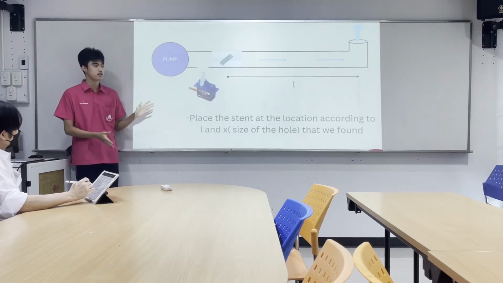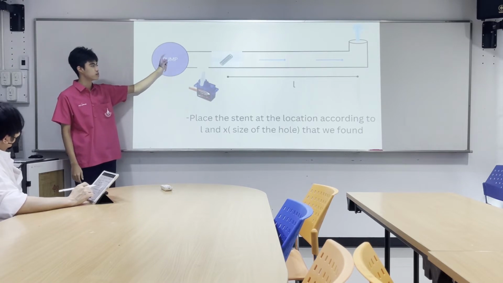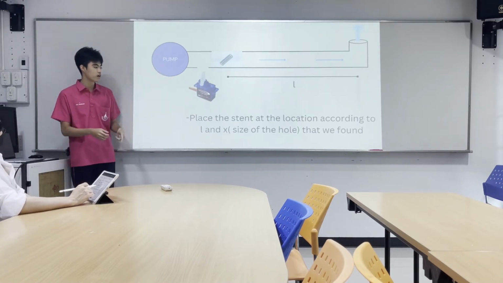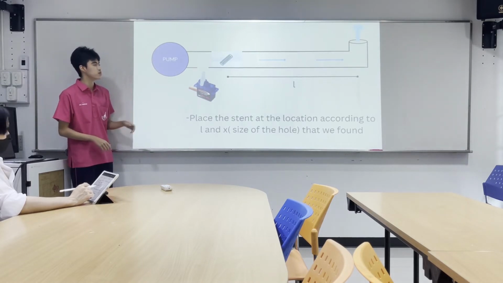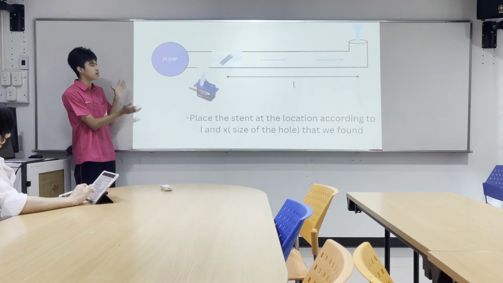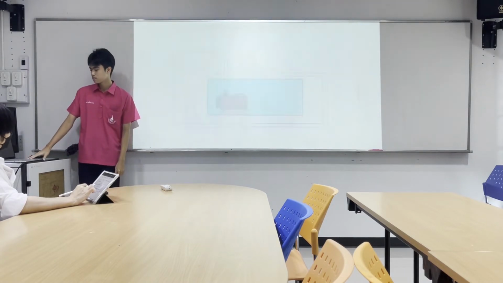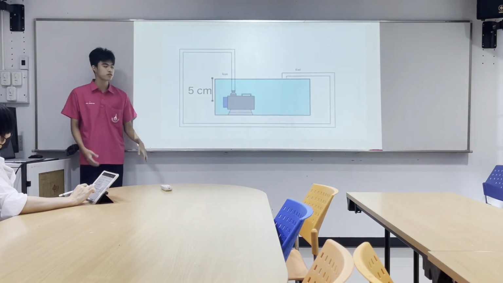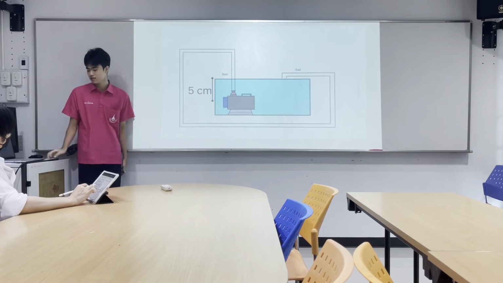Okay, so this is just a prototype. We put the servo on it and put the stent in at the location according to the X that we found in the previous calculation. This is the design that I already made. And for your information, we just put the pump down by 5 centimeters.